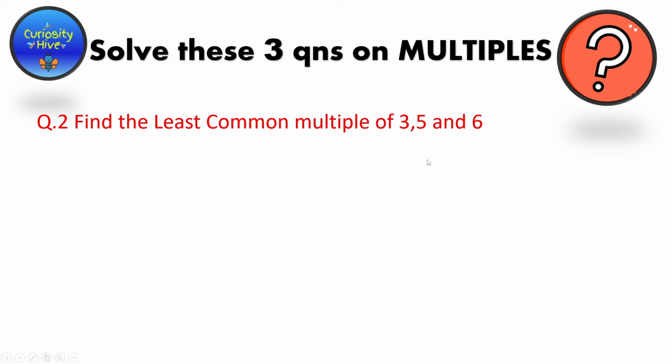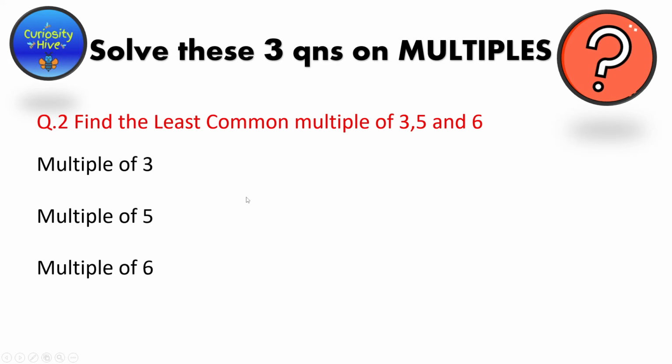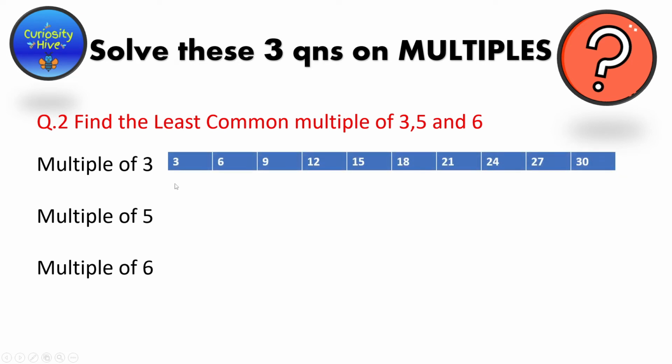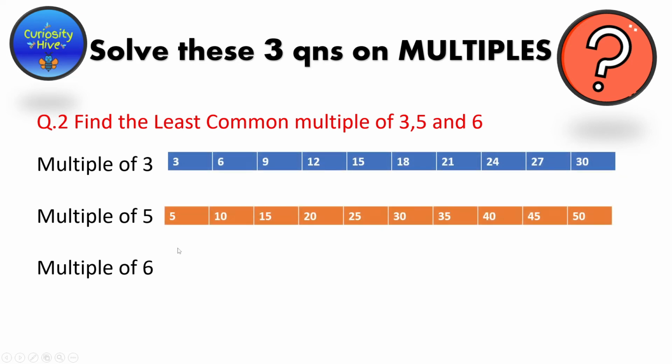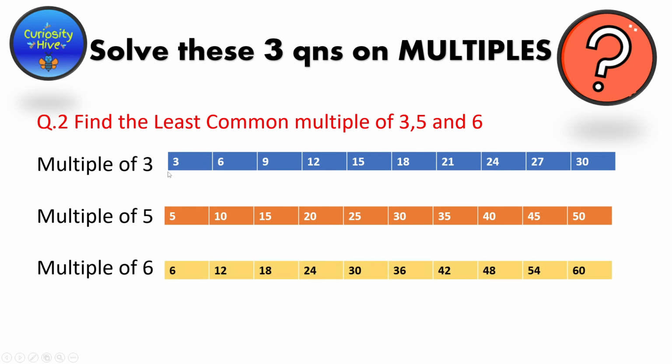Well, here also we'll use the table method. So let's write the multiples of 3, 5 and 6. So let me write the table of 3, the table of 5 and the table of 6. That means I've written 10 multiples of 3, 5 and 6. Now again go by finding the multiples of the greatest number and try to match if it occurs in any of the smaller numbers.